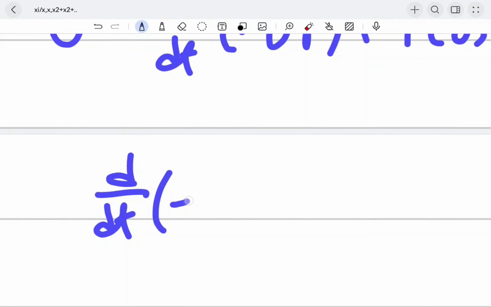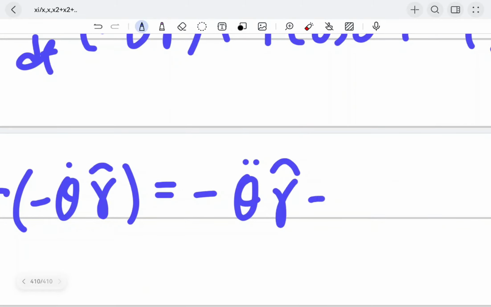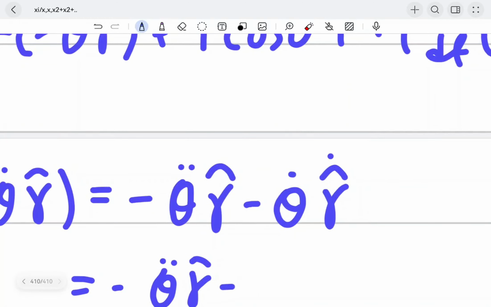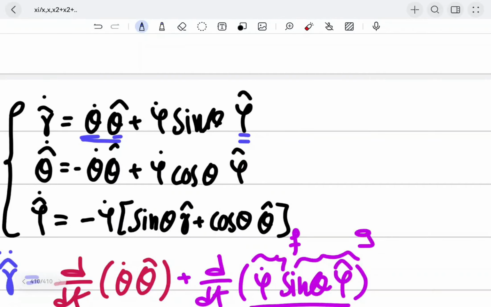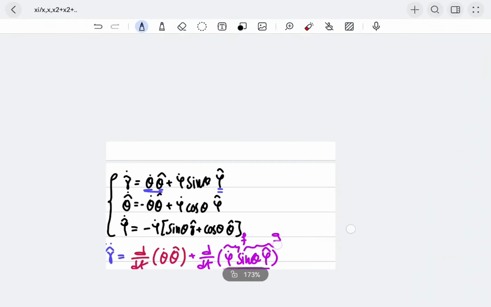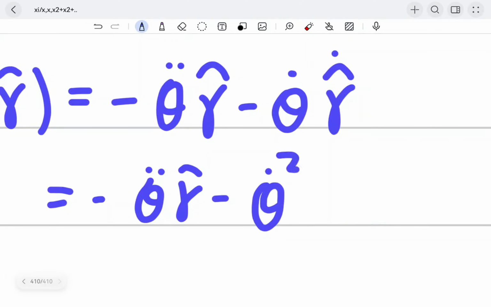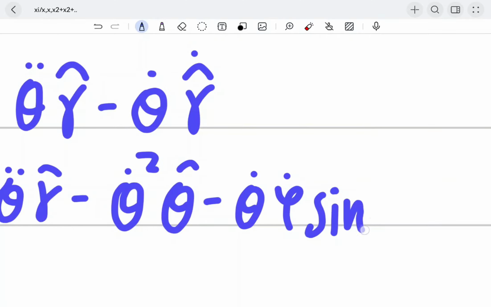Computing d by dt for minus theta dot r hat equals minus theta double dot r hat minus theta dot r hat dot. R hat dot is just theta dot theta hat plus phi dot sine theta phi hat. So we get minus theta dot square theta hat minus theta dot phi dot sine theta phi hat.